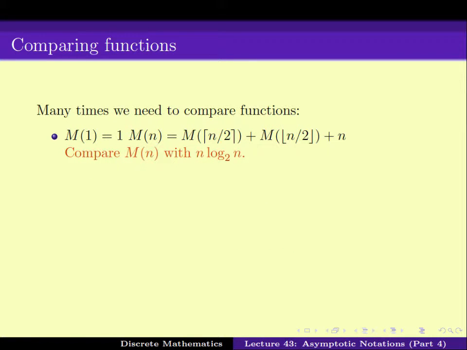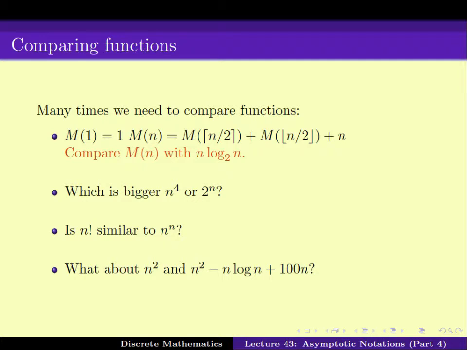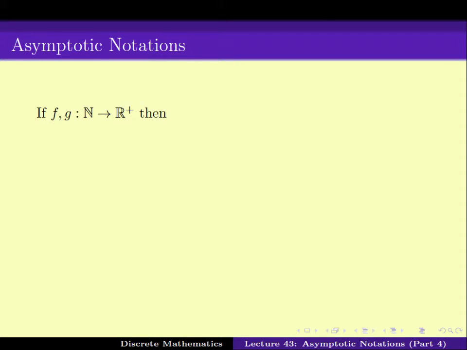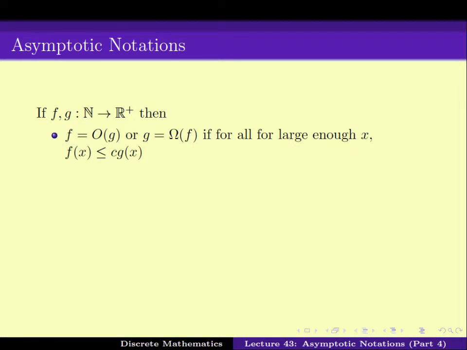And this took us to a different detour of how to compare functions. How to compare M(n) with n log n, how to compare n to the power 4 with 2 to the power n, how to compare n factorial with n to the power n, and so on and so forth. What we have seen is that there is this whole thing called asymptotic notation that helps us to get a hold on how these functions behave. In short, f equals big O of g if f is less than a constant times g. This is also told as g equals big omega of f.